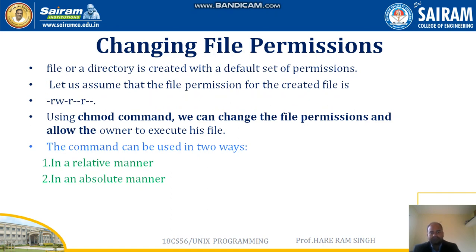Now next we are going to continue with changing file permissions. As you know, there are three types of users in the Unix file system: the file owner, the group owner, and others. And every user has some permission on the file, called read permission, write permission and execute permission.